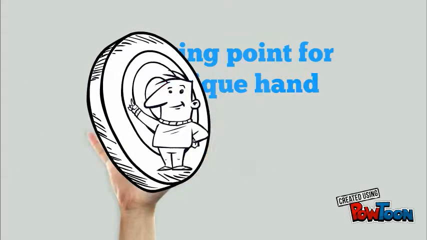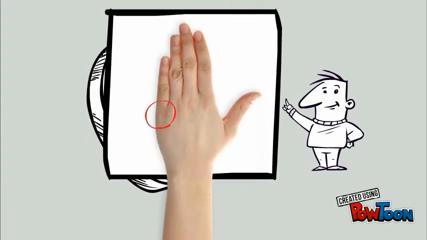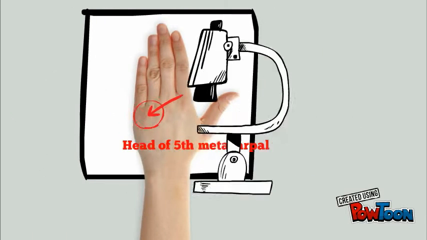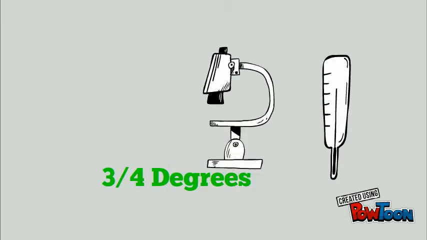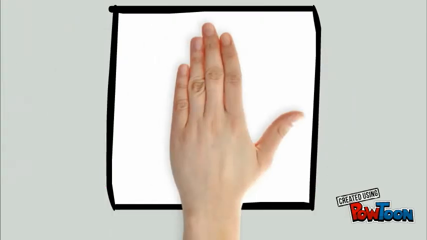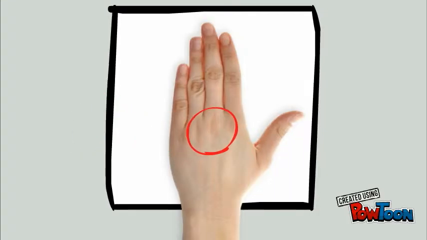For the DP oblique hand, we center the vertical central ray over the fifth metacarpal. We then angle the tube 3 to 4 degrees over the head of the third metacarpal. This is to ensure the central ray is central on the image.